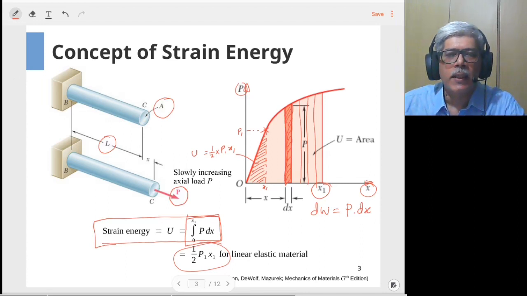This concept of strain energy that we discuss will be specific to a particular body. So the strain energy calculated for this rod would be different from that for a rod of different diameter and different length. So to make it more material specific, a concept known as strain energy density is brought in. So let's understand what is strain energy density.